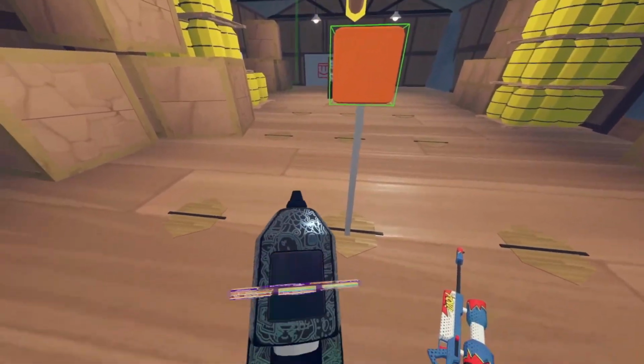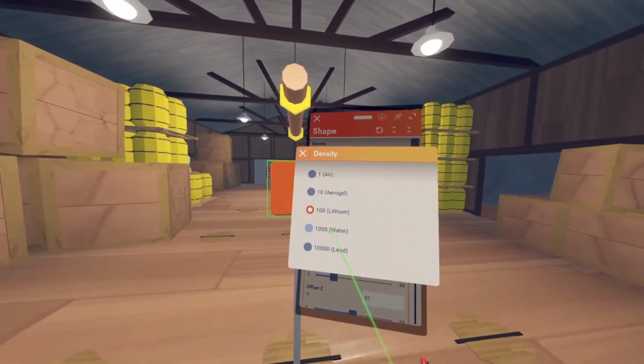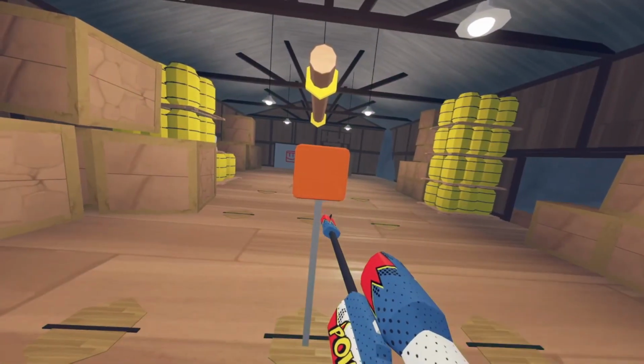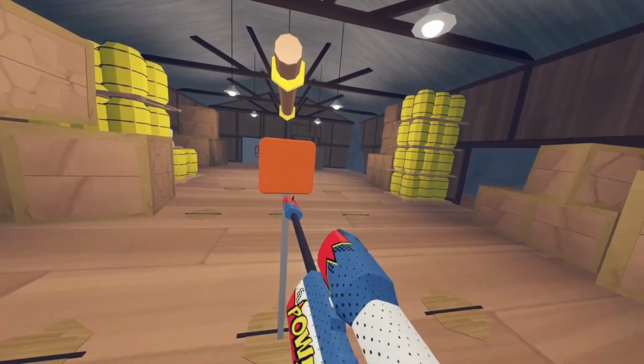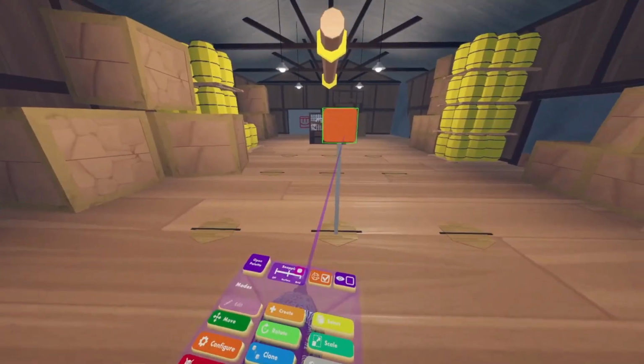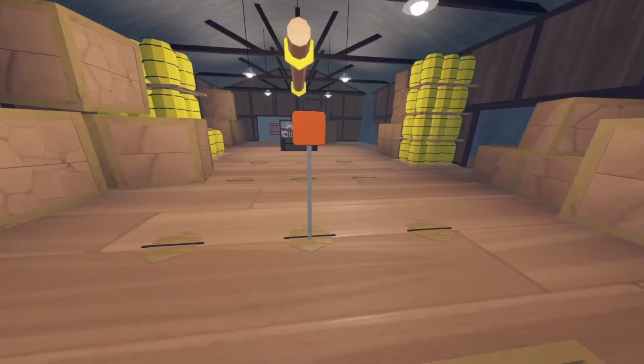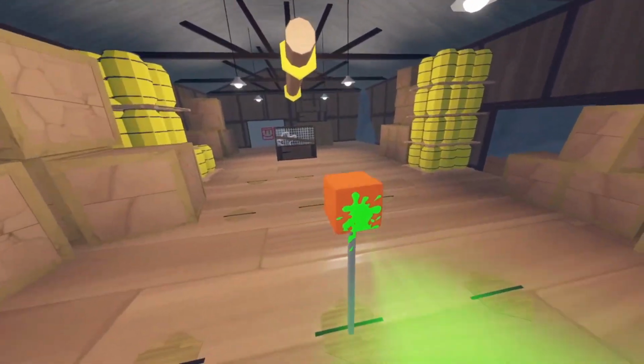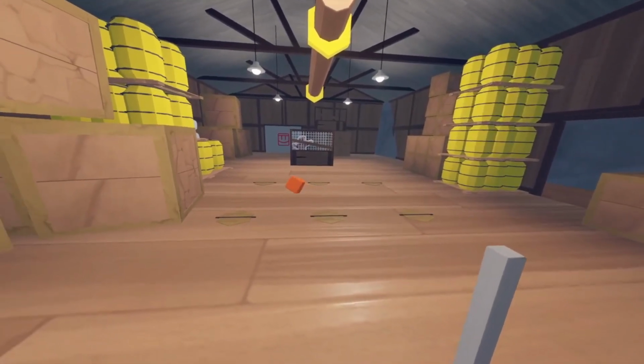So if we edit it again, configure, make it into water, it moves. Doesn't really move a lot. Okay, so configure, then make it into lead. Good luck moving it, since it doesn't want to move. Though you can move it with your hand, which is a bit weird.